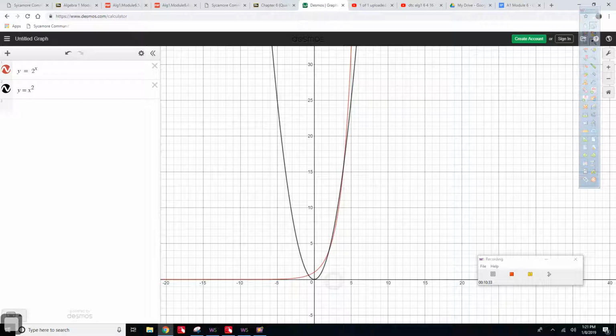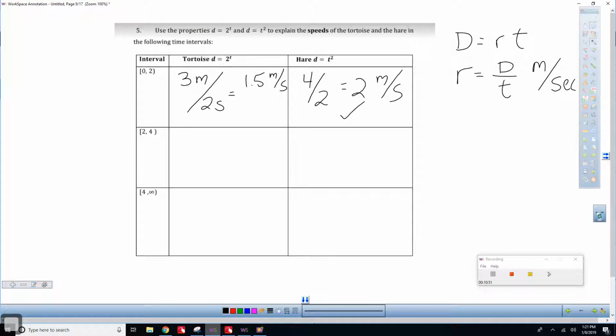So, that's true for both of them. We know that actually. So, it's taken 2 seconds, and they've traveled 16 minus 4. They've traveled 12 meters in 2 seconds. So that's 6 meters per second. The other one has also traveled 6 meters per second, right?